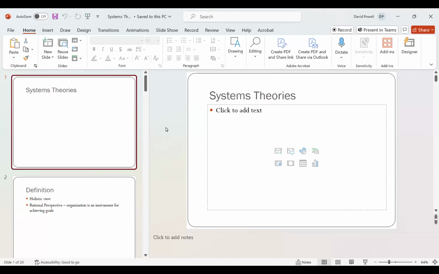So that's systems theory. Are there any questions, clarifications, comments on systems theory?